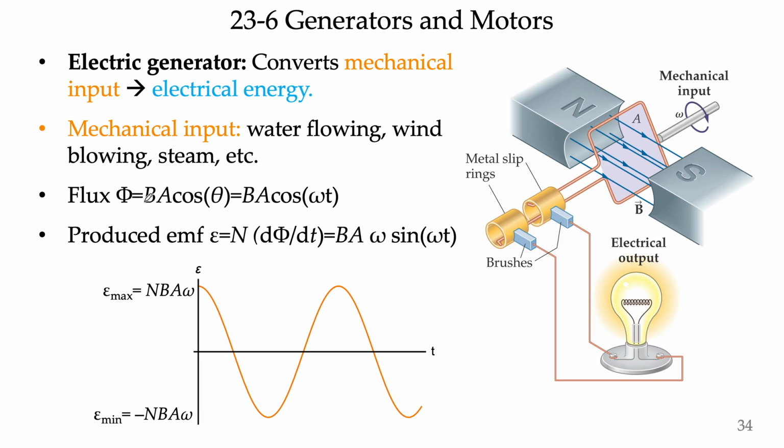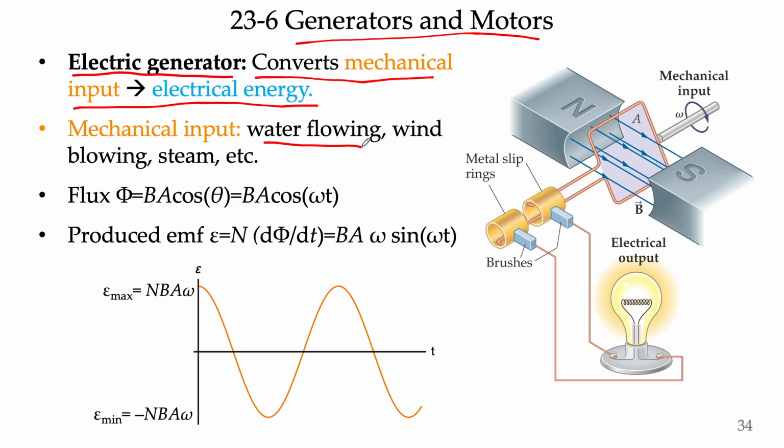Okay, now let's move to generators and motors. Let's start with generators. An electric generator basically converts mechanical input into electrical energy. What is that mechanical input? Well, it could be water flowing. In dams, for example, water flows and electricity is produced. Or it could be the wind blowing towards a wind turbine, or it could be steam energy. So basically, generators take the mechanical input and turn it into electrical energy.